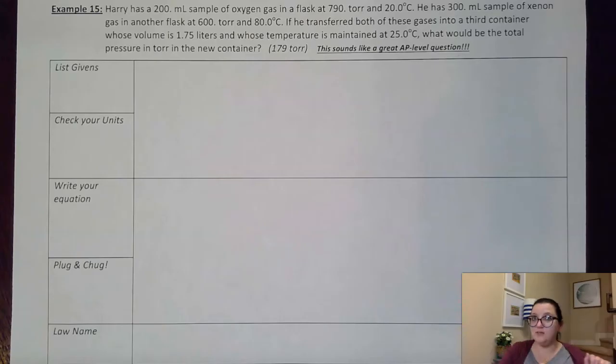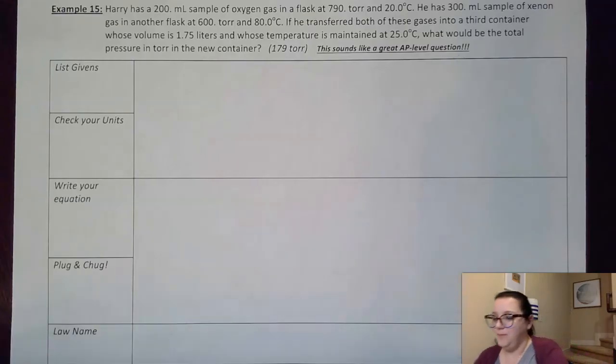So we have these two gases at their own set of conditions. And we're going to take both of these gases and put them into a third container. The third container is 1.75 liters and a temperature of 25 degrees Celsius. And it wants to know what would be the total pressure in torr in the new container. Well, first thing I did, I went and wrote down all of my data.